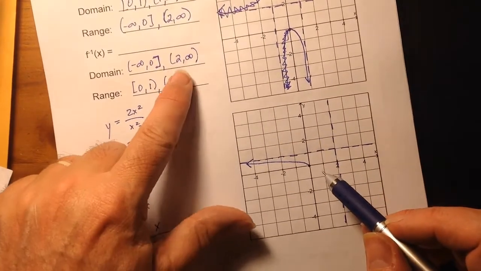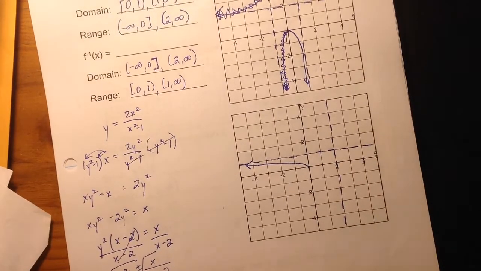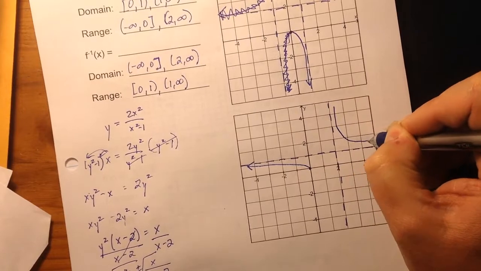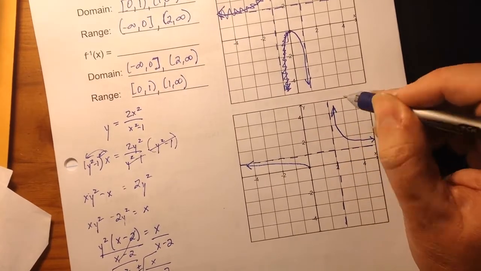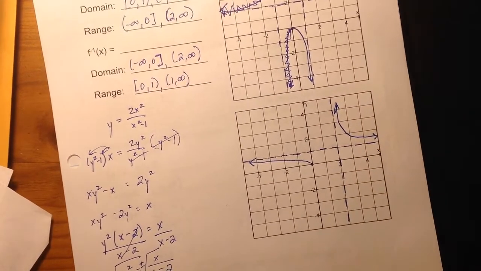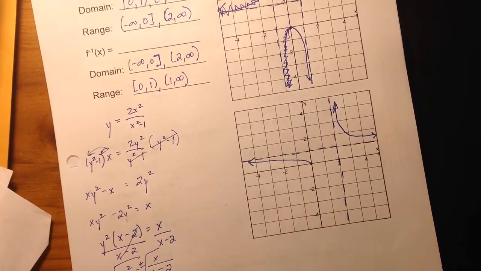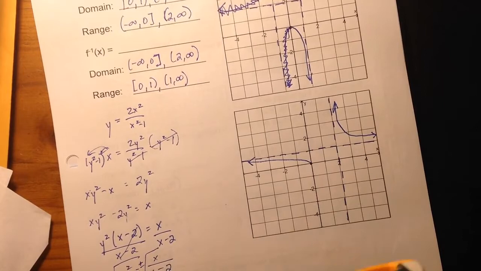Now I'm going to put in values larger than 2. If I put in values larger than 2, I do get positive answers, and they're going to be up in this area. And again, you can graph this on your calculator, go to the y equals screen, square root. Let me just show you real quick.